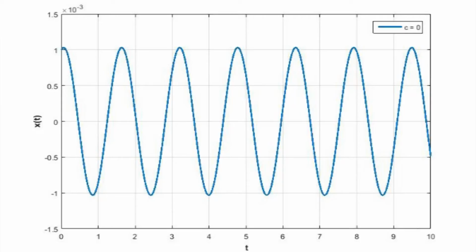You can see its response plotted in this plot. The amplitude of the oscillation is not decaying with time, so this we call the undamped motion. The time difference between two consecutive peaks is constant throughout the oscillation. So its frequency is constant, and this frequency we call the undamped natural frequency.